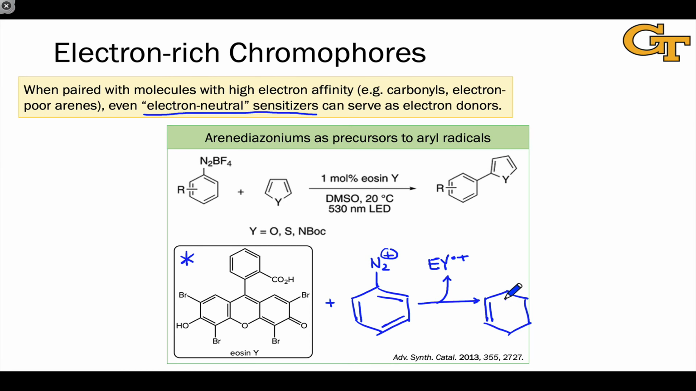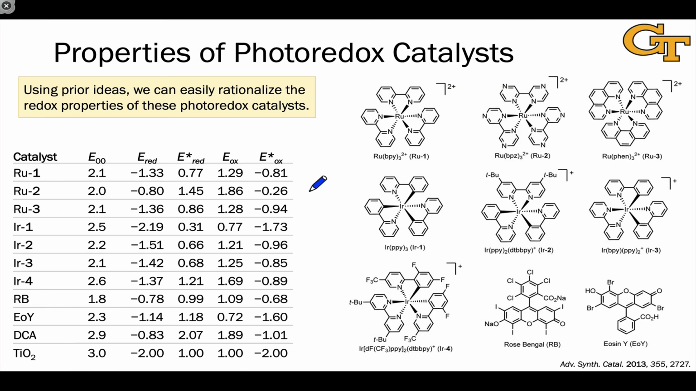The reason this works is that arene diazonium is so electron poor to start with because of this great electron withdrawing group. If you draw out the structure of the N2 plus group, you'll see it is a great resonance withdrawing group. This is so electron poor that it is able to essentially pull an electron off of the excited state of eosin Y.